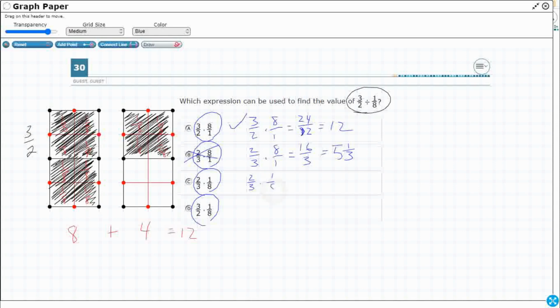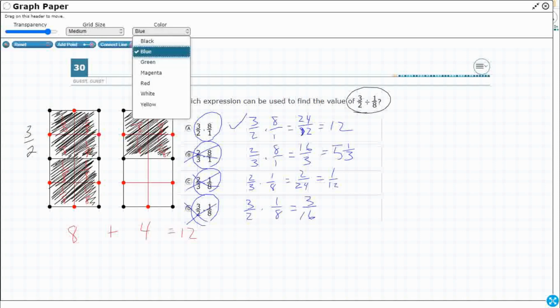2/3 times 1/8 is going to get me 2 24ths. It's the opposite of what I need. 1/12. And then 3/2 times 1/8 is going to equal 3/16. No. So what's the trick here?